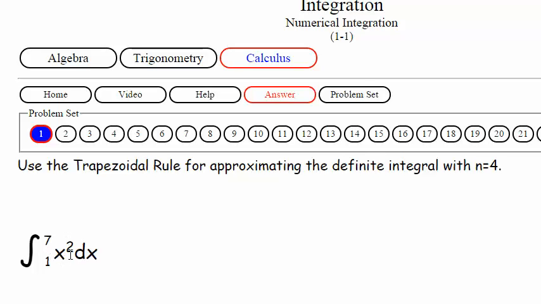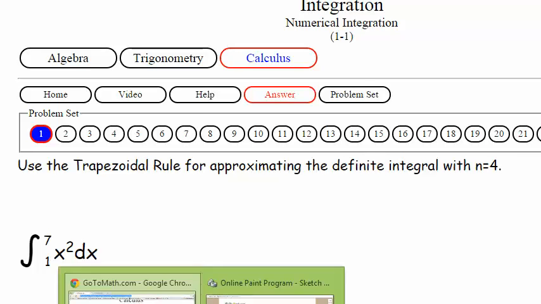We're going from 1 to 7 of x squared dx. Bringing up the whiteboard. We're going from 1 to 7 of x squared dx. You might try getting the exact value of that. You should know how to do that.